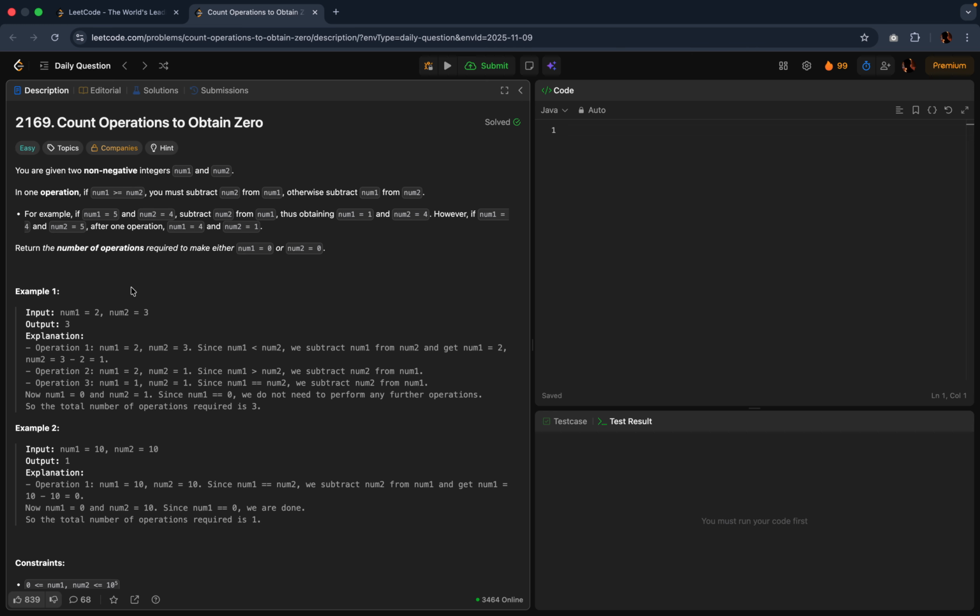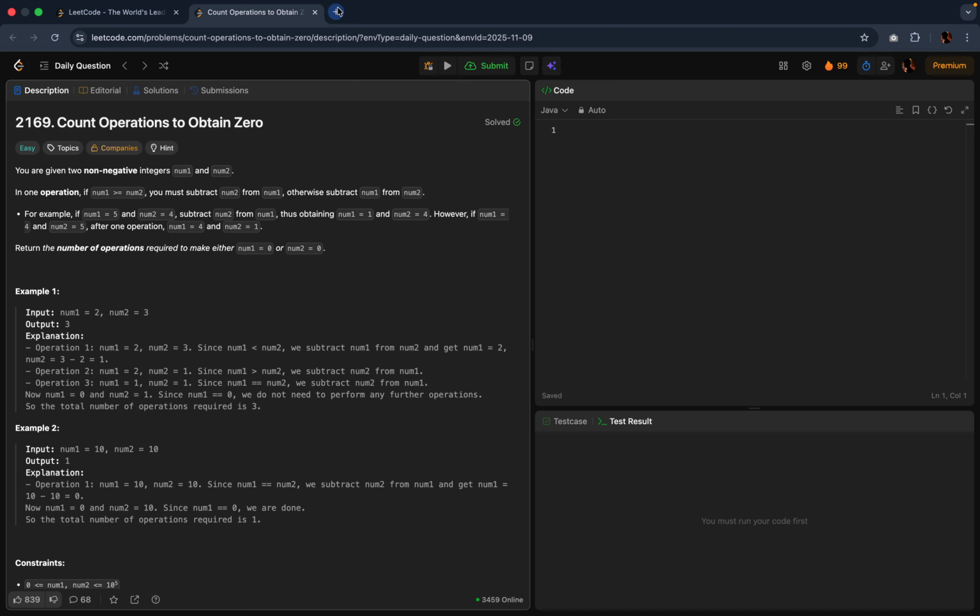Now both are 2 and 1. Now again num1 is greater than num2, and hence we subtract them, and in this way we find that num1 is 0 at the end, and hence in 3 operations we get at least one number which is 0.